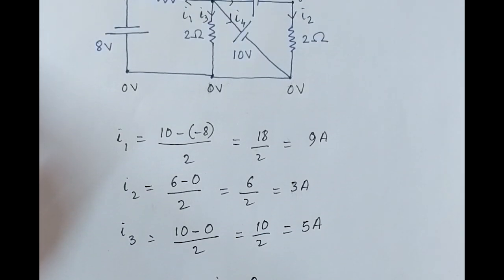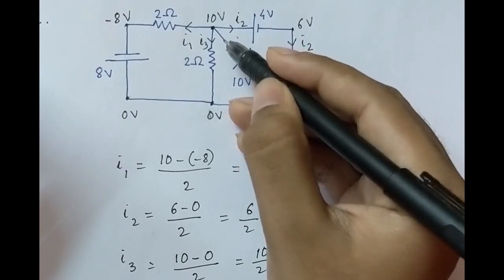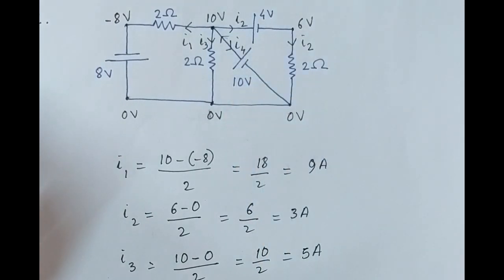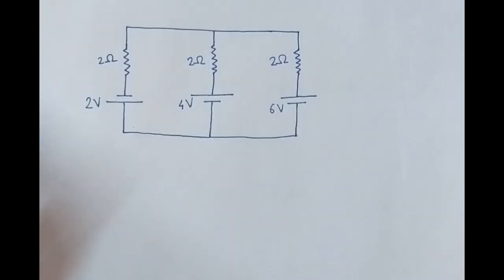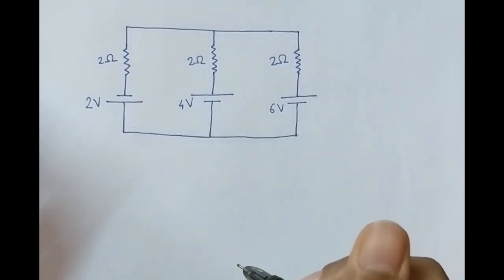Once again, since I got a negative sign, that just means that I4, instead of coming down, actually flows in the reverse direction. So those are my 4 values of current for this circuit. Let's move on to the next sum. This sum may look simpler, but it has to be approached a little differently.